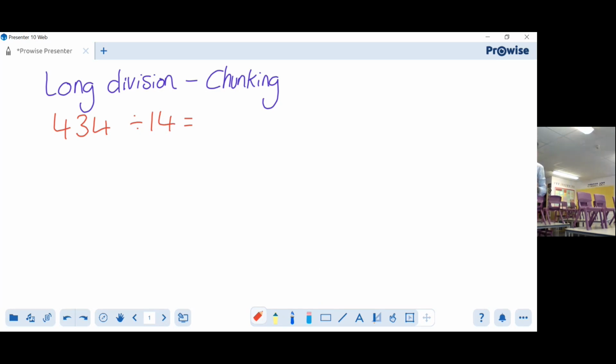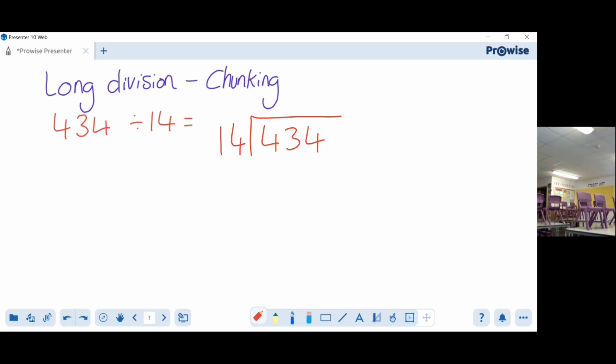I might have said it before, I prefer to write down all of my divisions as bus stop methods. So we just write it down like so, just so I can see exactly what I've got. I know that it's division. Now, where I then want to go is I want to work out, so this is essentially repeated subtraction. We're taking chunks of 14 away from our number.